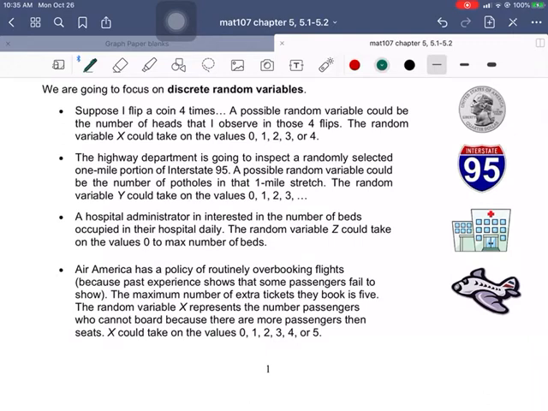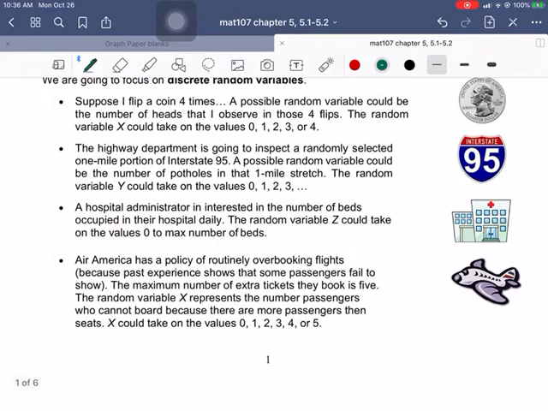The highway department is going to inspect a portion of 95. A possible random variable could be the number of potholes in a 1-mile stretch. You can make it a y, and it would be 0 potholes in that mile, 1, 2, however many you get. Okay, they're countable. A hospital administrator is interested in the number of beds occupied. It could be a Z, it could be an X, it could be whatever letter you want it to be, and 0 to the maximum number of beds that they have in the hospital.